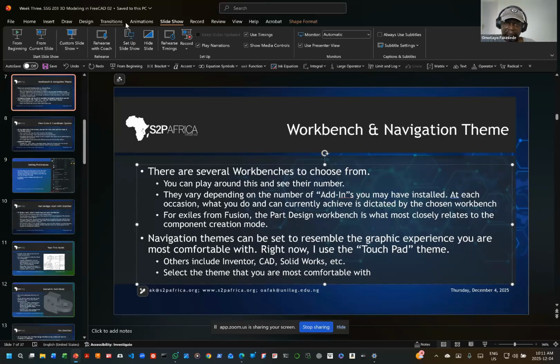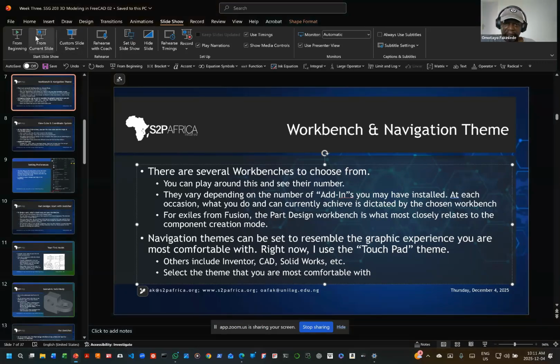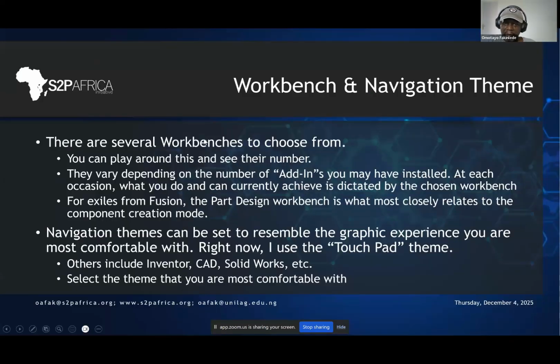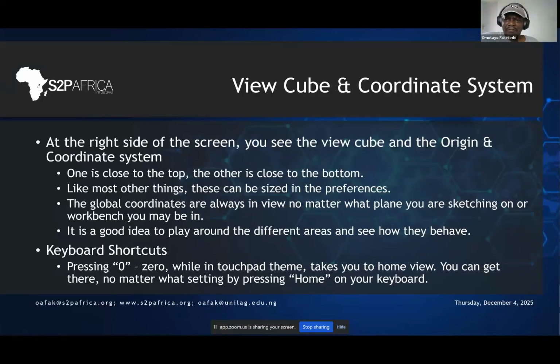So I go back to my slideshow now, on the current slide. So at the right side of the screen, you see the view cube and the origin of the coordinate system. The view cube is close to the top, and the coordinate system for the global coordinates is close to the bottom. Again, you can go to the preferences section, which I will show you, and you can make those things bigger if you want them bigger. The size you are seeing now may not even be the size that it came with. On some of the computers I use, I have already increased them. If I have not increased them here, I will do so after some time.